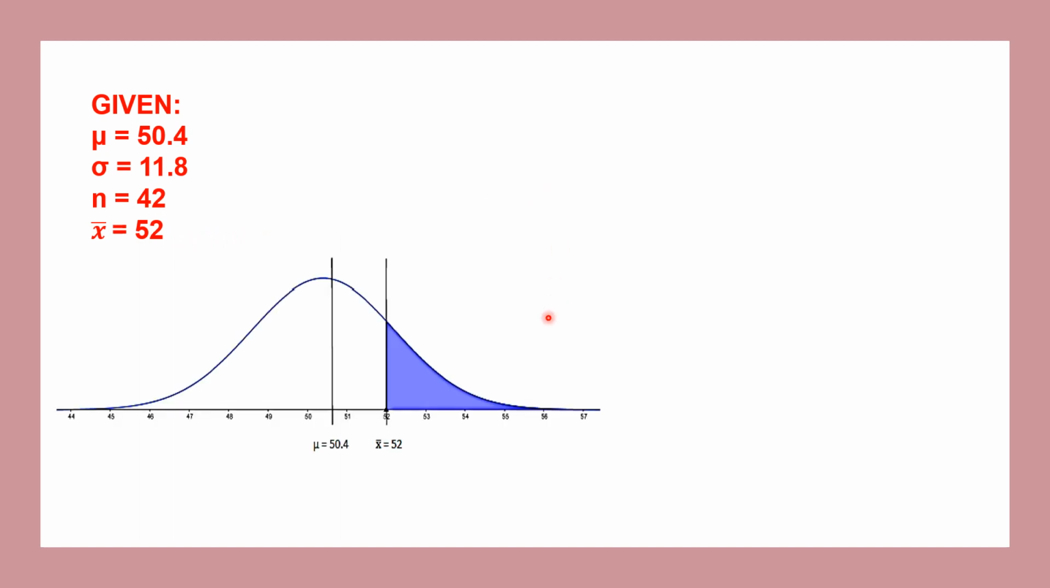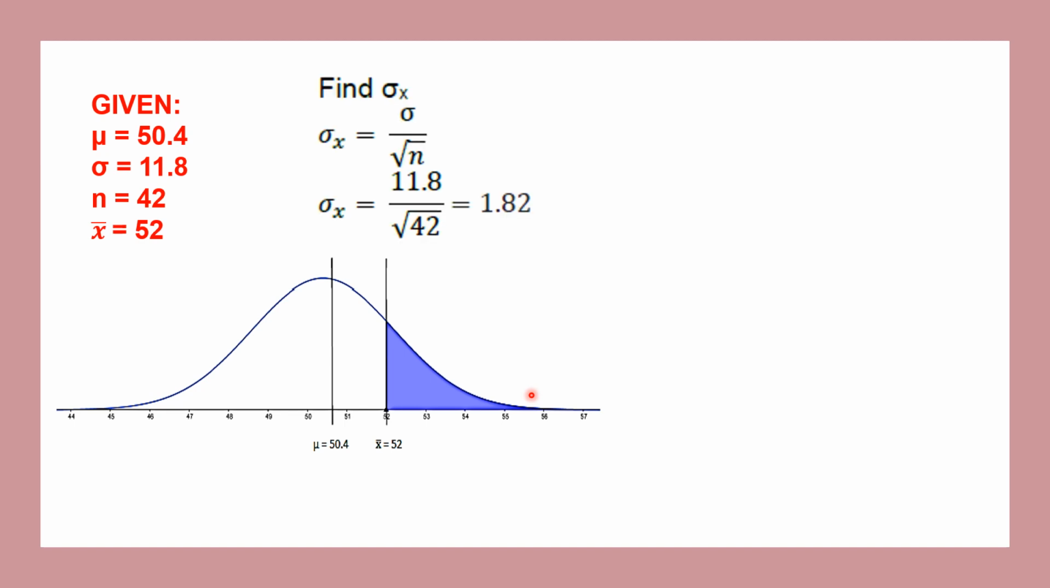So for the normal curve, we have this. Since our mu is 50.4, 50.4 is at the center. And our x bar is 52, no? Can we solve first for sigma and then the z-score before constructing the normal curve? Yes, you can also change the raw scores or the sample mean to z-scores here.